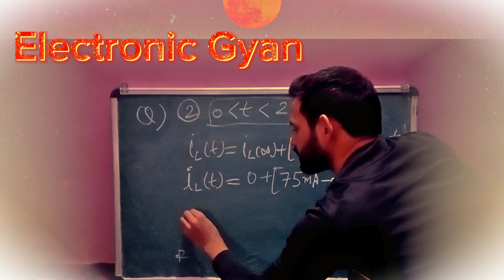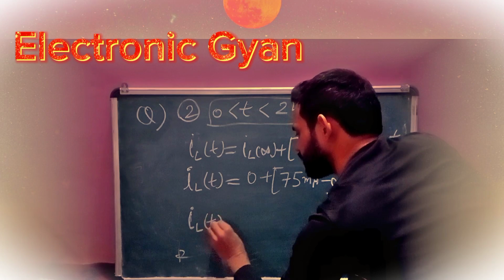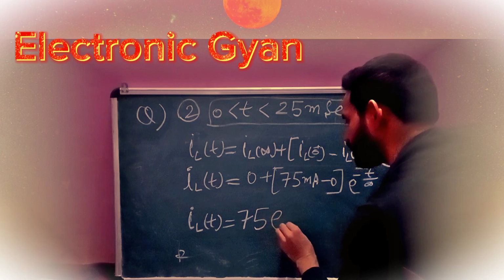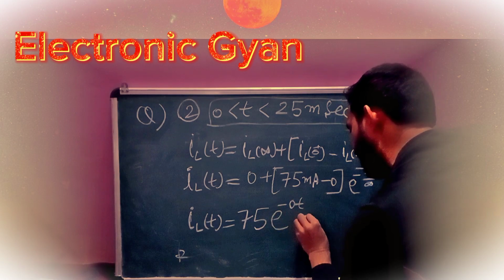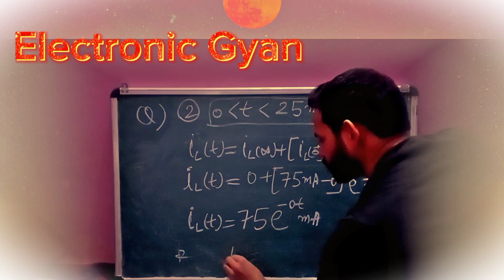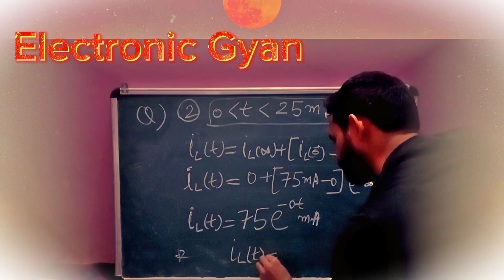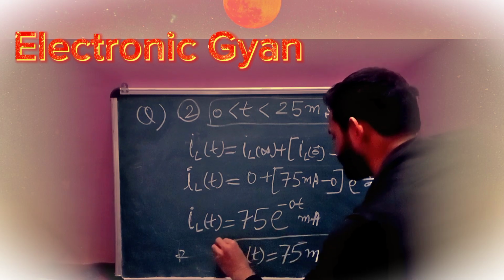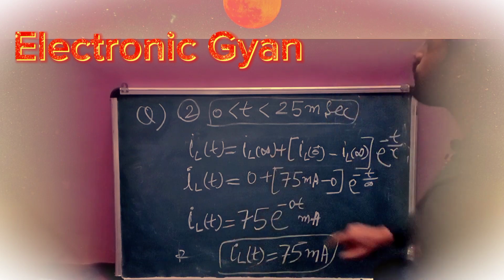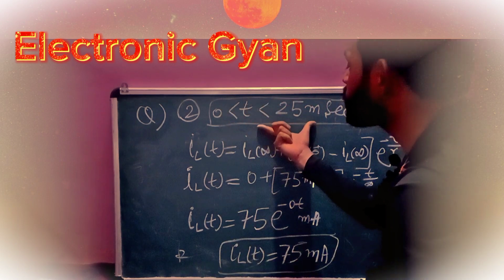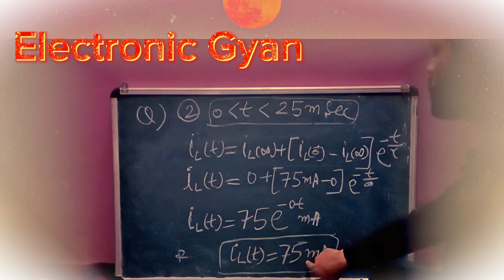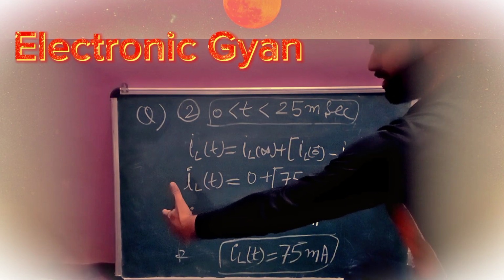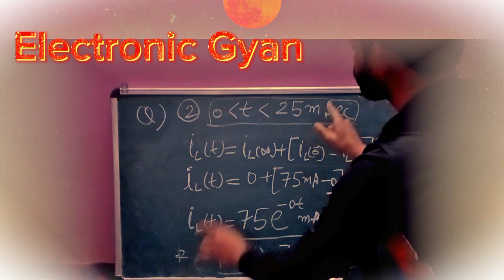So finally we obtained the current IL of t is equal to 75 e to the power minus 0t milliampere, which means IL of t is equal to 75 milliampere, which is a constant current. Therefore, for this duration we obtain the inductor current IL of t equal to 75 milliampere, which is constant. This is not the overall current, this is only for this duration.